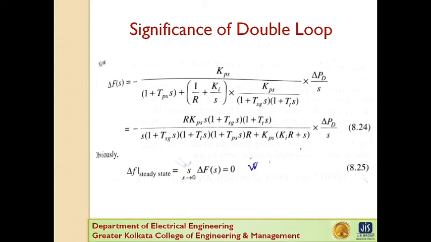Now obviously if the value of S is 0, then S into delta F of S is equal to 0. We can see that the steady state change in frequency has been reduced to 0 by the addition of the integral controller. In central load frequency control of a given control area, the change in frequency error is known as the area control error. So this is the significance of the double loop.